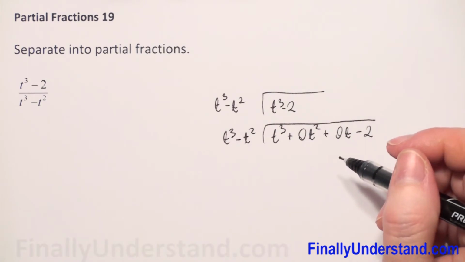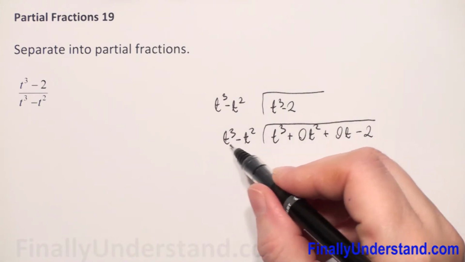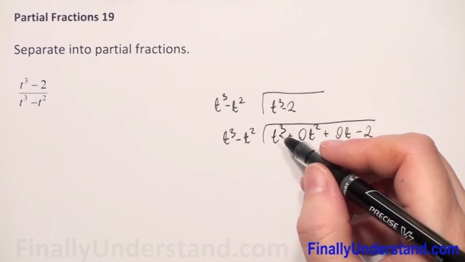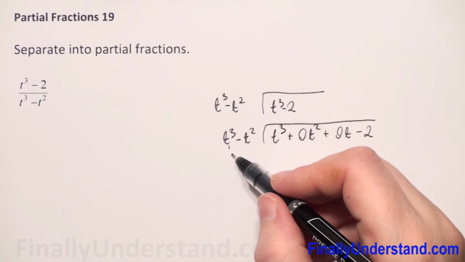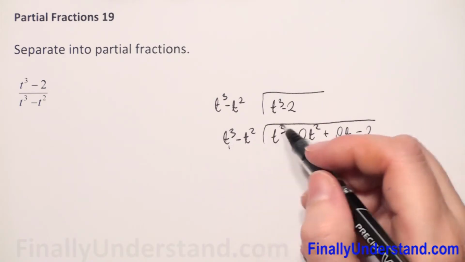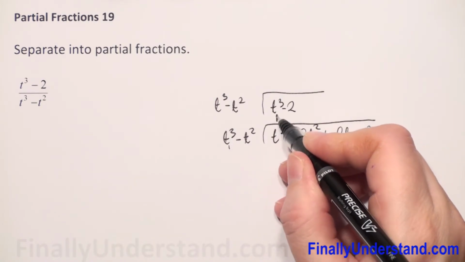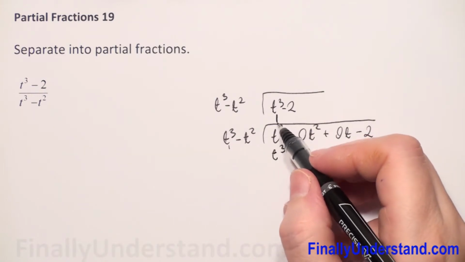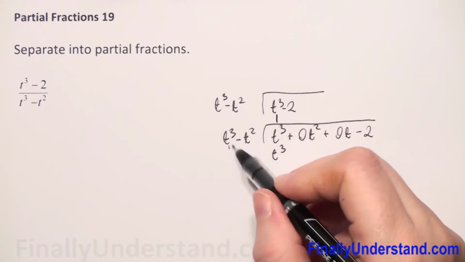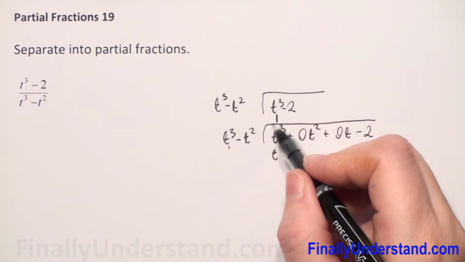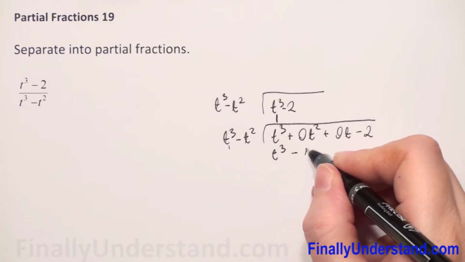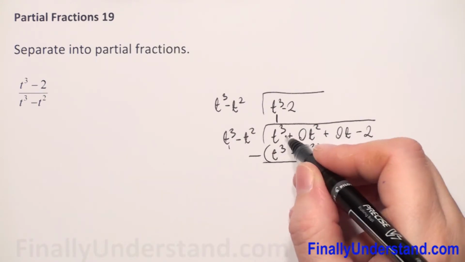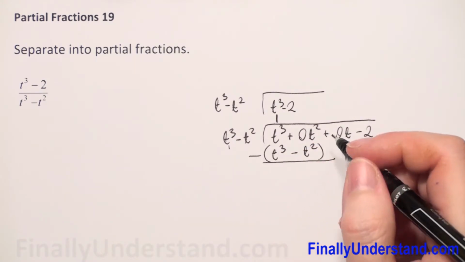Next we concentrate only on the first terms of our example. T cubed and t cubed. By what do I have to multiply t cubed to get t cubed? By 1, of course. So 1 times t cubed is t cubed, and we also have to multiply the rest of our divisor by 1. So 1 times negative t squared is negative t squared. Next we do the subtraction. T cubed minus t cubed is 0, we don't have to write it.